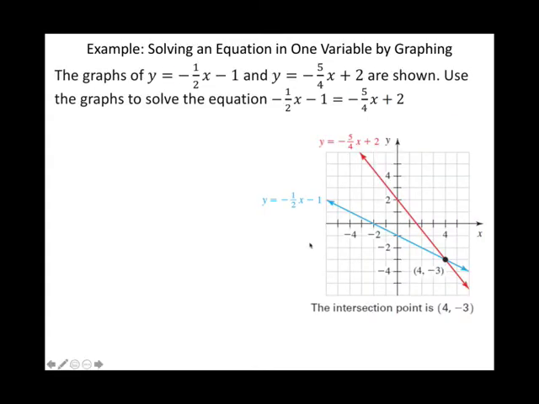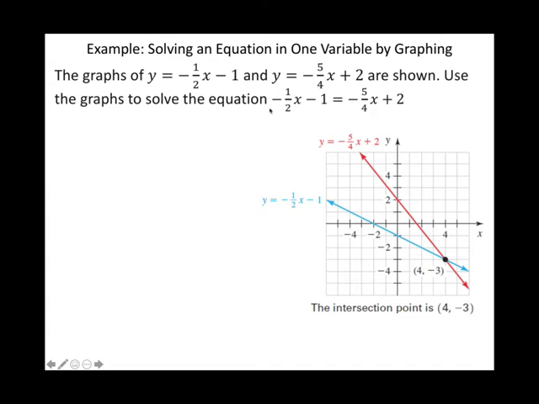Okay, example: solving an equation in one variable by graphing. From the previous sessions, we learned how to solve an equation by graphing. Remember that? For example, I have these 2 linear equations. This is y equal to mx plus b. Okay, I use the blue line to represent this linear equation, y equal to negative 1/2 x minus 1. And another one, y equal to negative 5 over 4 x plus 2, which is going to be the red one here. I want you guys to use the graph to solve the equation.